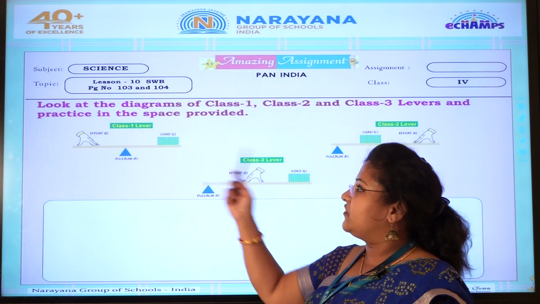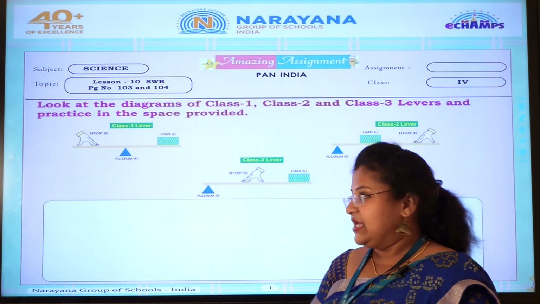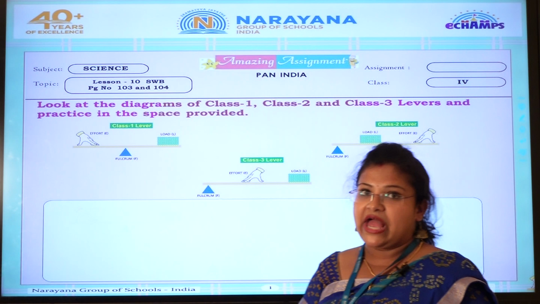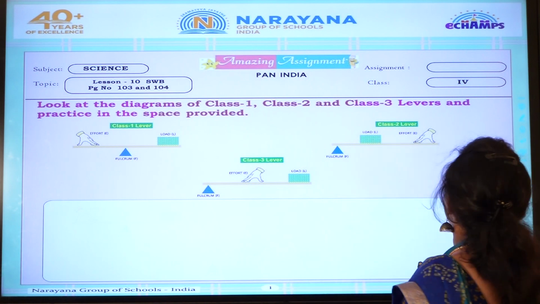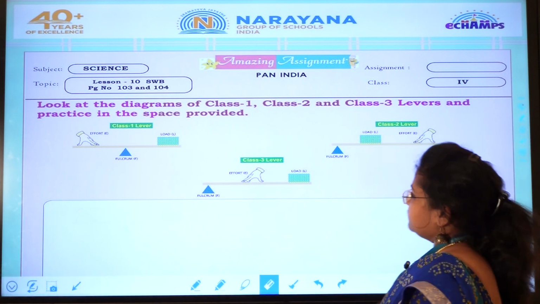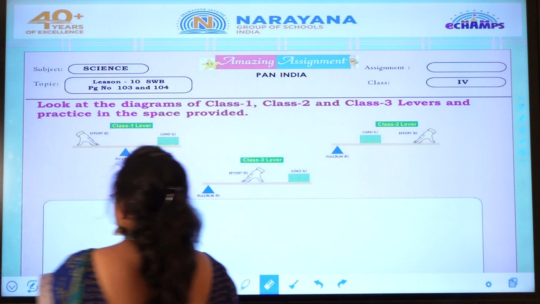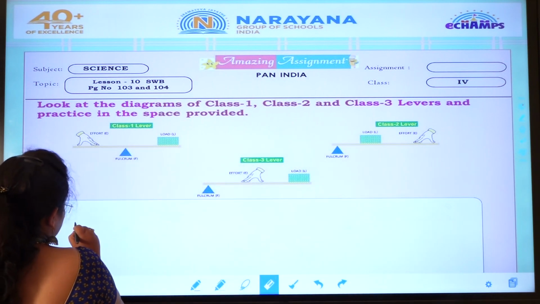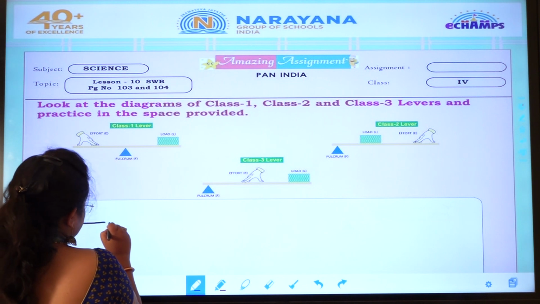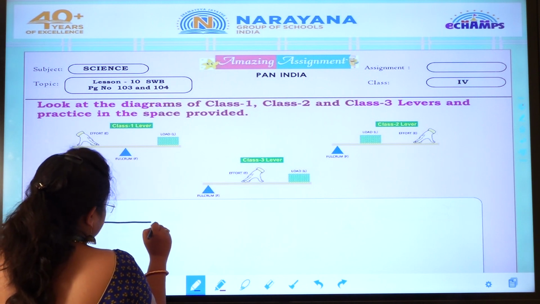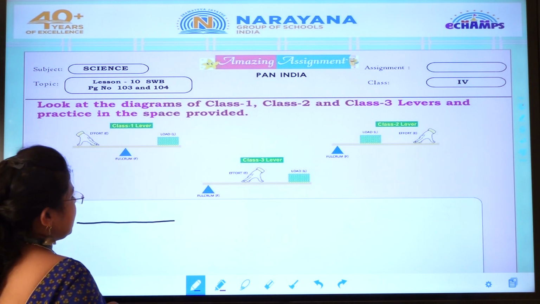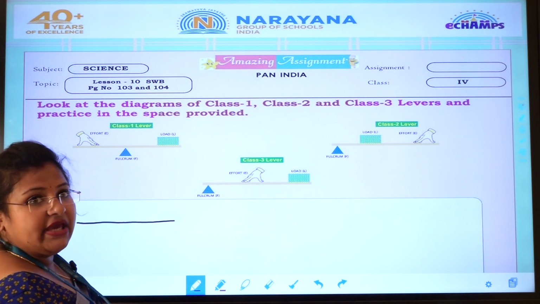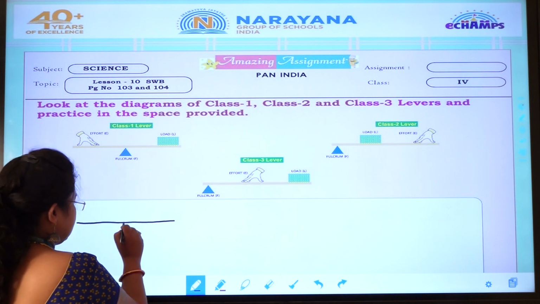So here they have given us 3 lever pictures. Here they have given us the space. We have to practice the diagram. So we will practice, children, here. First we have to draw one straight line. In this, in the center it will be the fulcrum for the class 1 lever.